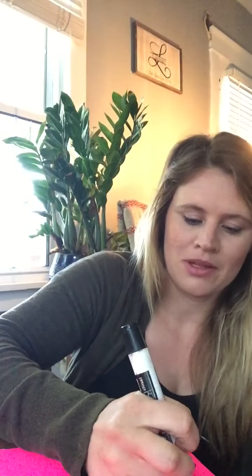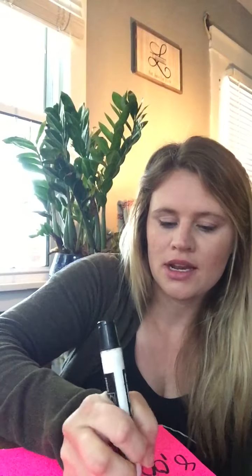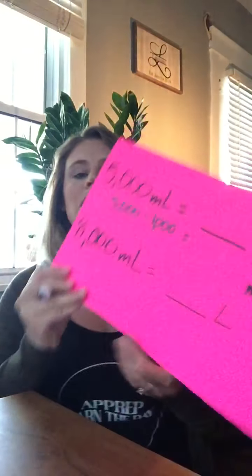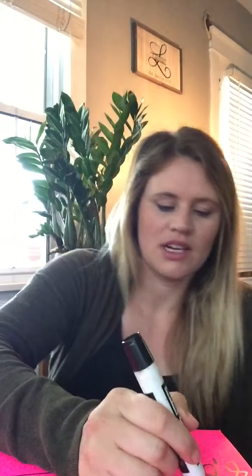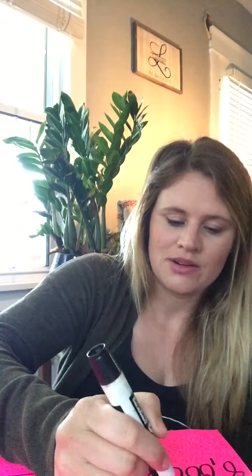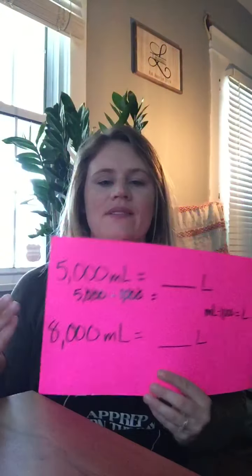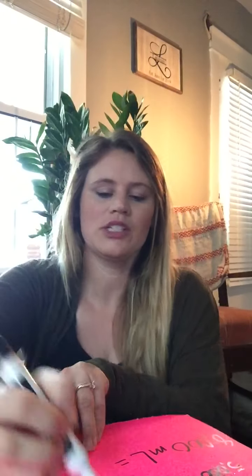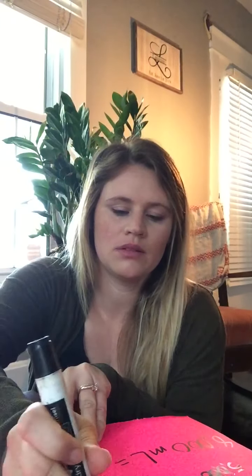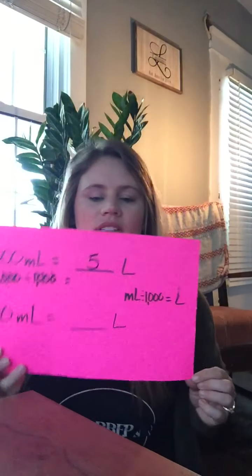So my milliliters is 5,000. I'm going to divide by 1,000, and then I'm going to get my answer. Thanks to the place value chart, I can eliminate when I divide. So I have 5,000 and 1,000. I can eliminate 0 to 0, and then I'm down to 5 divided by 1, which is 5. So my answer would be 5 liters.